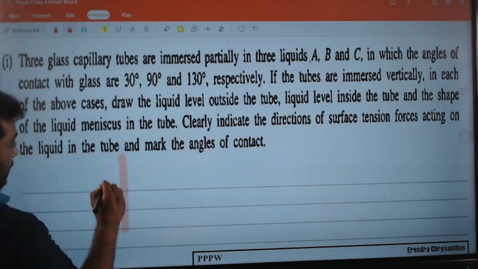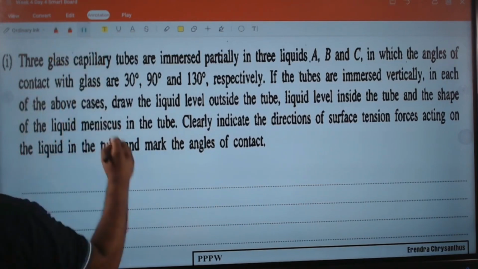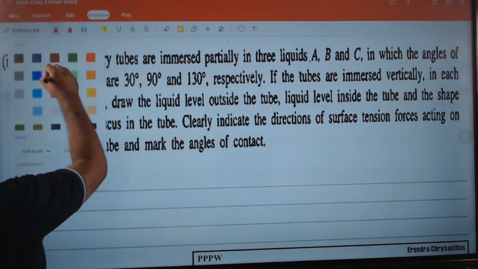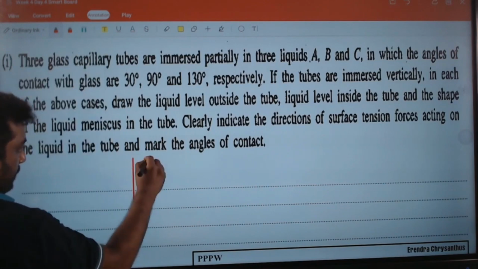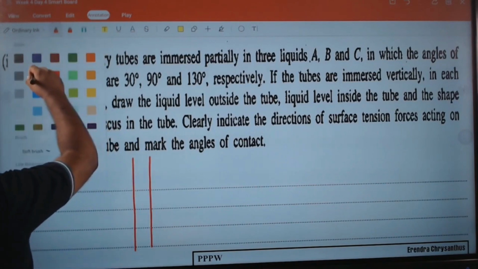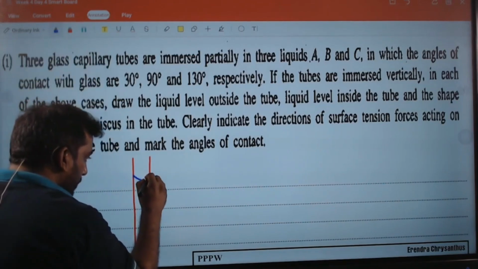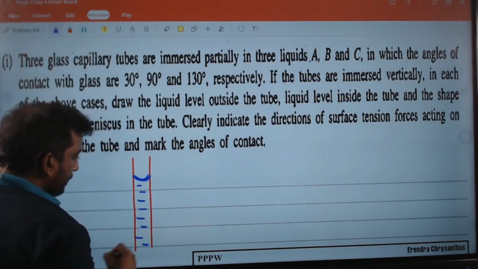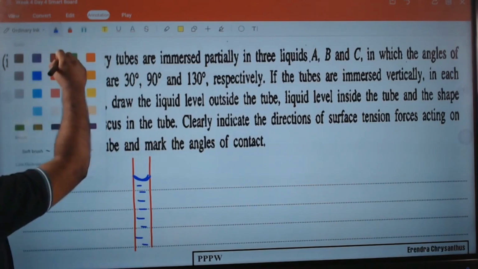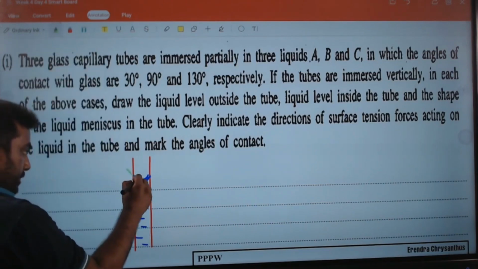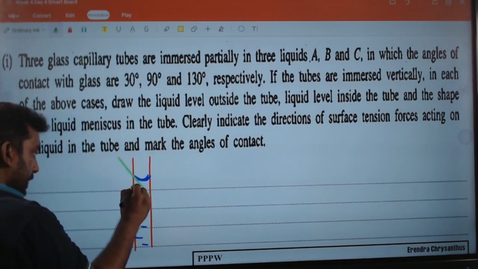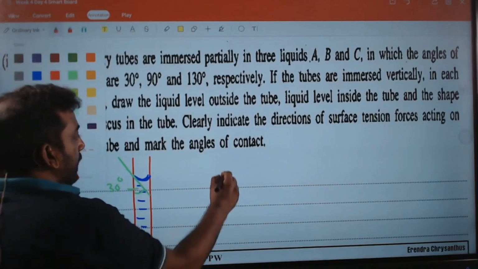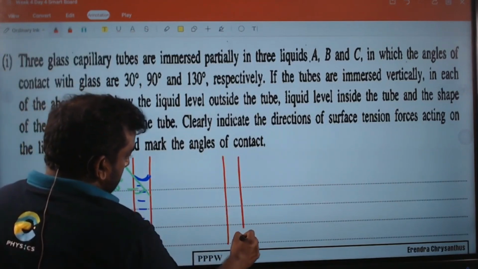Okay. If the angle of contact is small, here you go, liquid. You can draw the angle of contact. This is your 30 degrees. Right.